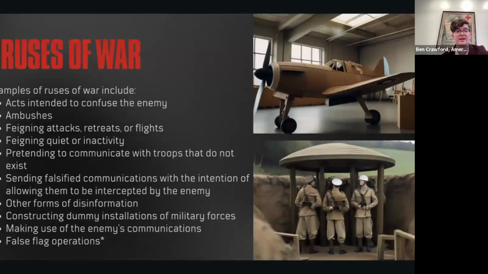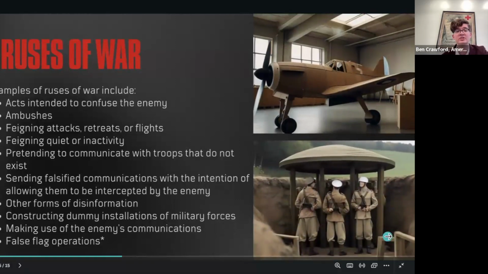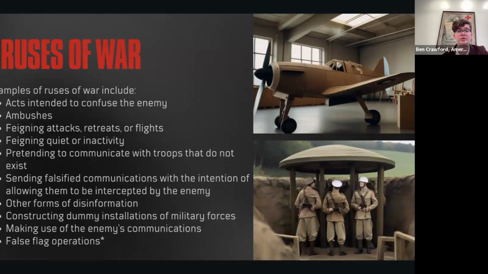Additional examples can include acts generally intended to confuse the enemy, ambushes, feigning attacks, retreats, or flights, feigning quiet or inactivity, pretending to communicate with troops that do not exist, sending falsified communications with the intention of allowing them to be intercepted by the enemy, other various forms of disinformation, constructing dummy installations of military forces, making use of the enemy's communications, and false flag operations.